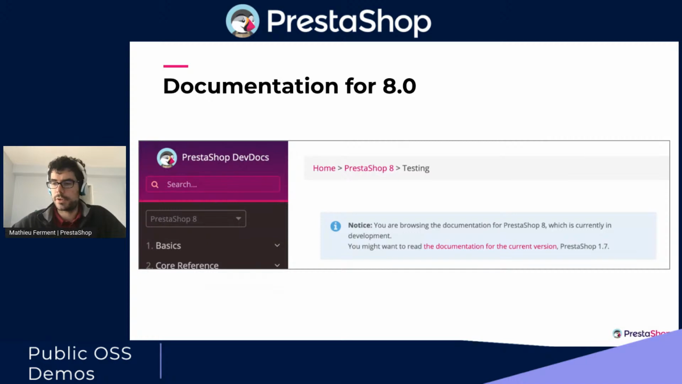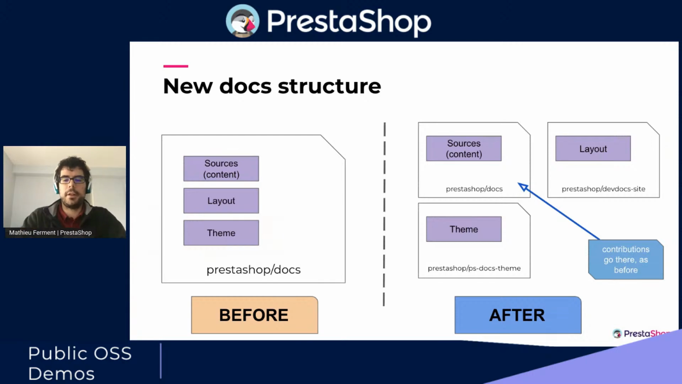Not only did we want 2 sections in the documentation, one for 1.7, one for 8, we also wanted people to be able to easily switch between version 8 and version 1.7 for a specific topic. Because, for example, if tomorrow you want to upgrade your shop from 1.7 to 8, maybe you want to be able to compare the behavior of the code before and after, so you can find out what the changes are and what you need to change. So we really wanted to be able to switch between these 2 versions. So the current structure of the documentation was not enough.